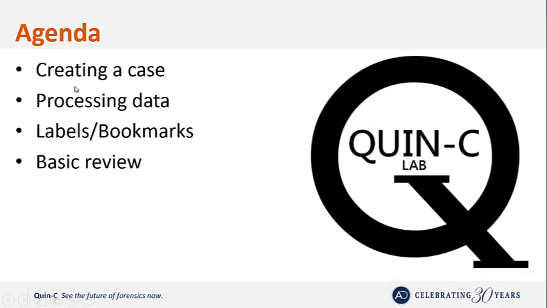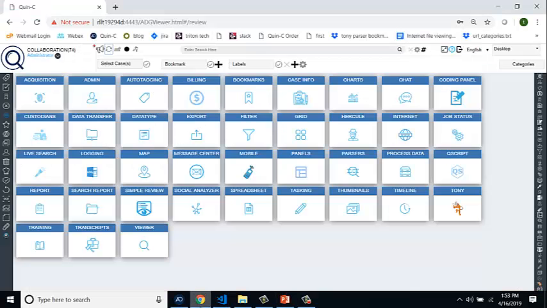Anyway, what are we going to do? We're going to create a case. We're going to process some data. We'll create a few labels and bookmarks. We'll label a few things, and we'll do some minimal basic review. So let's hop into the tool and do all that stuff.